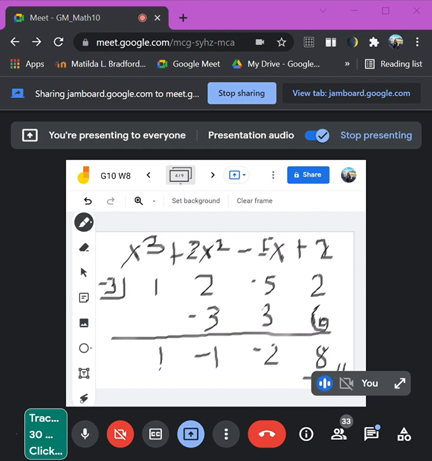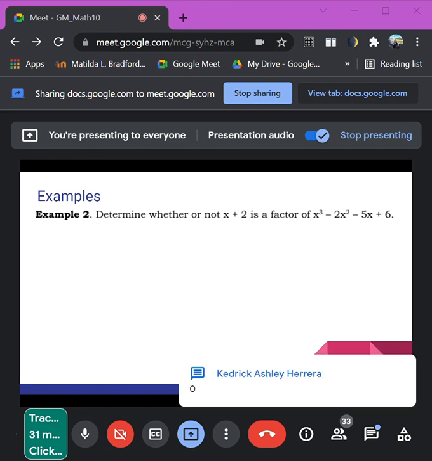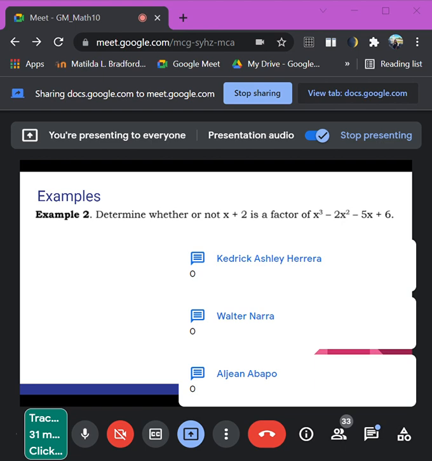Okay. So now, let's go back to our Jamboard. We have here our example number 2. We are going to determine whether or not x plus 2 is a factor of x cubed minus 2x squared minus 5x plus 6. It's the same process that we had a while ago. We evaluate the given polynomial to know if that is a factor or not. Remember, class, it is a factor if the remainder is equal to 0.